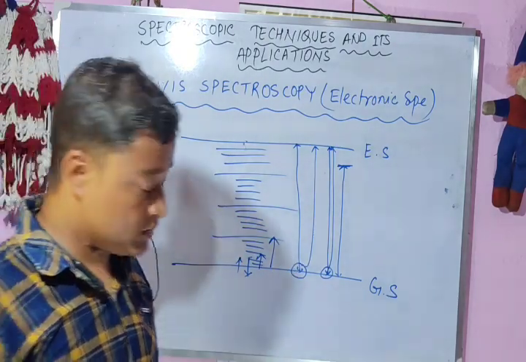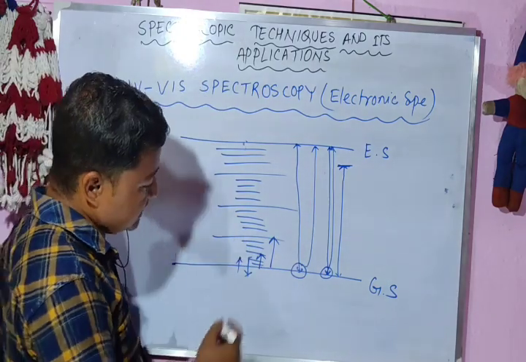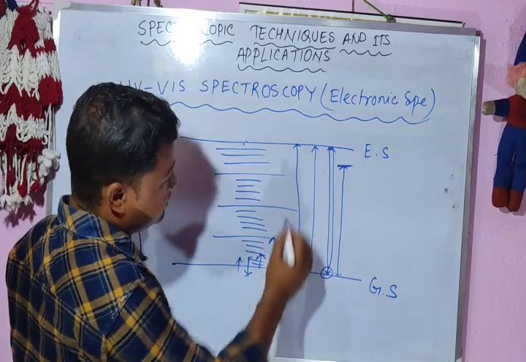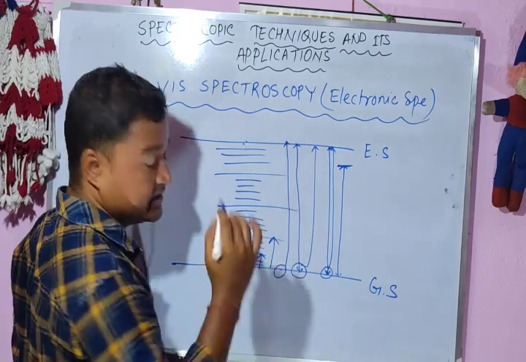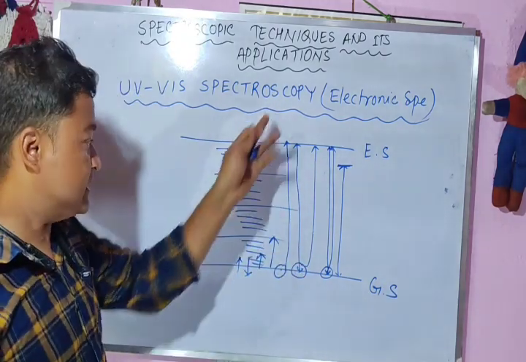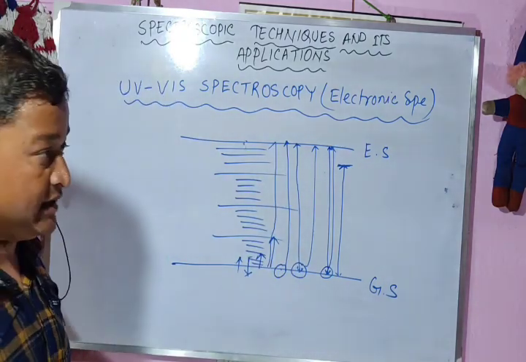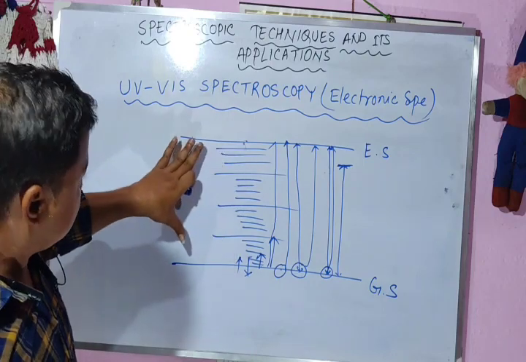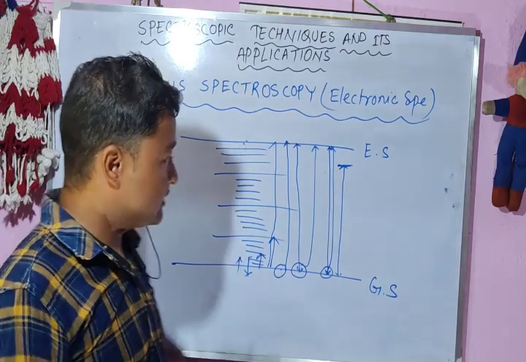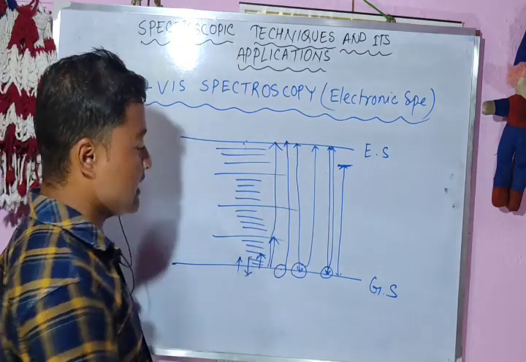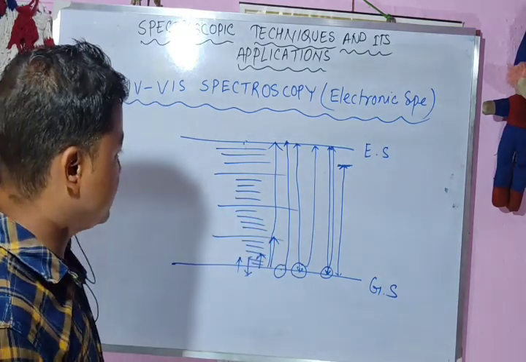Okay, so when the electrons jump from one energy level to a higher energy level, with the electronic transition there are also some rotational or vibrational transitions, because in the gap there are so many vibrational and rotational levels. That's why when an electronic transition occurs, vibrational transition and rotational transition also occur.